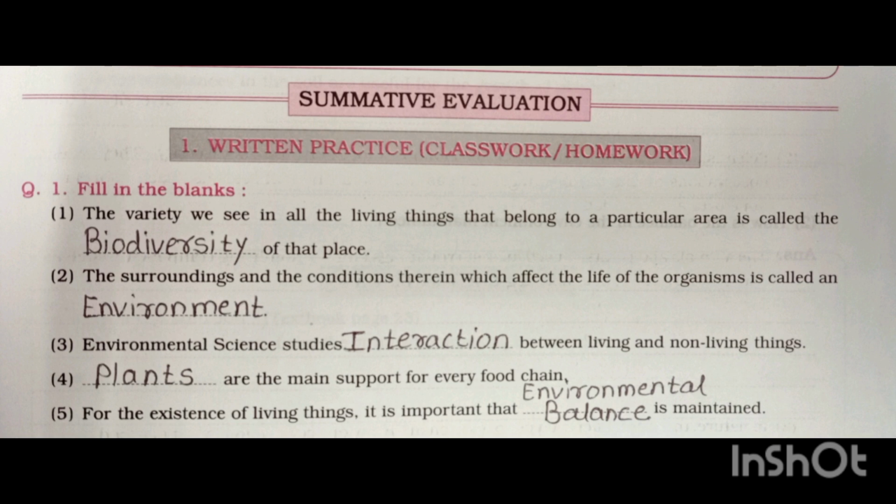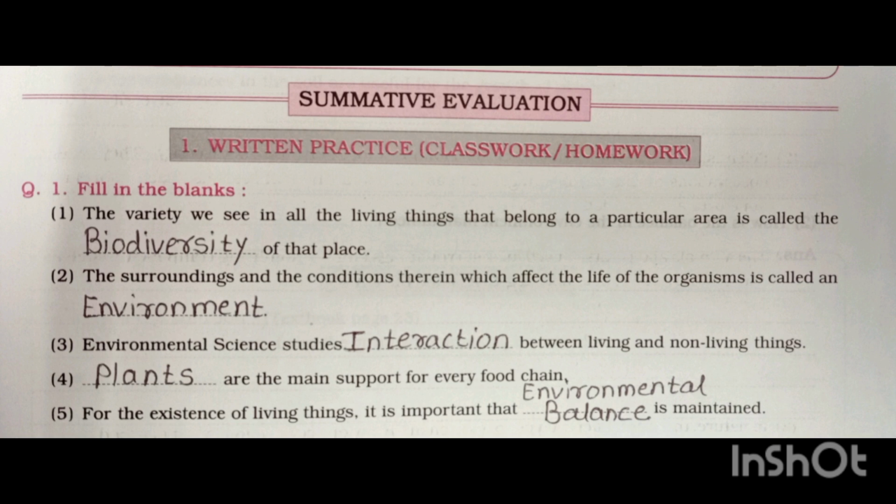First, fill in the blank. The variety we see in all the living things that belong to a particular area is called the biodiversity of that place. Answer is biodiversity. Second, the surroundings and the conditions therein which affect the life of the organisms is called an environment. Answer is environment. Third one, environmental science studies interaction between living and non-living things.